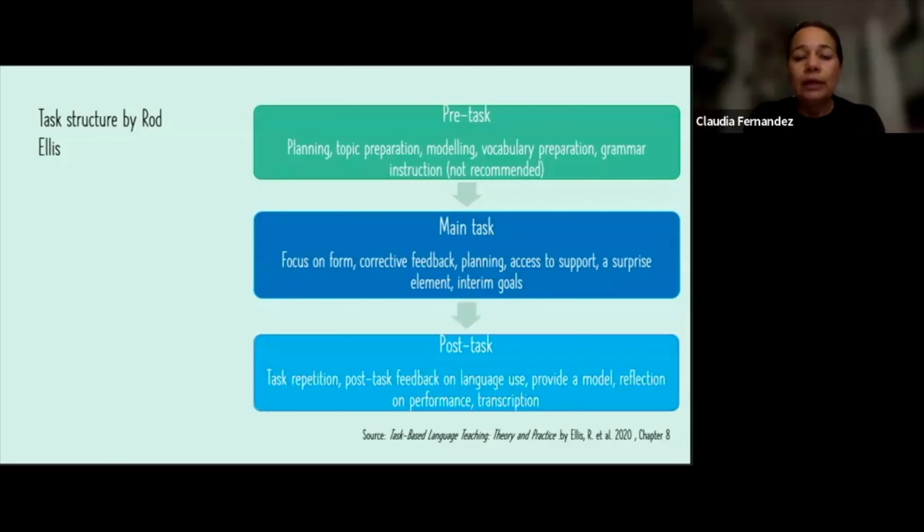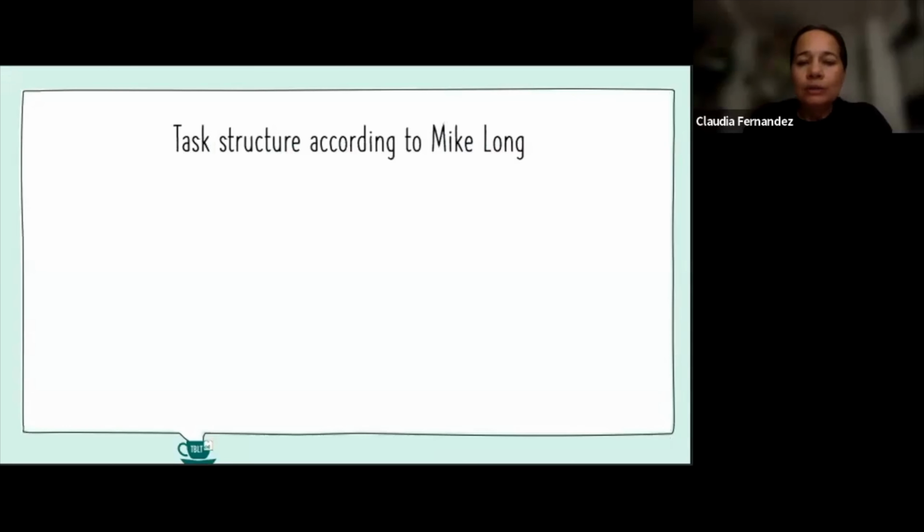Then when they are done, there is the post-task stage in which the students can repeat the task. The teacher can give feedback on language use. They can have a model, like in Willis. They can reflect on task performance, or they can see the transcription of what they did. Let's see what Mike Long says about task sequences and target tasks.